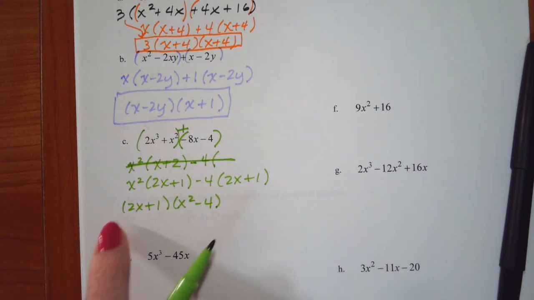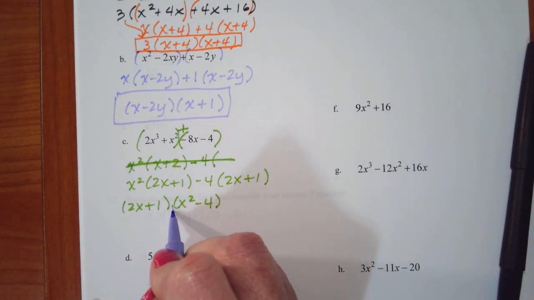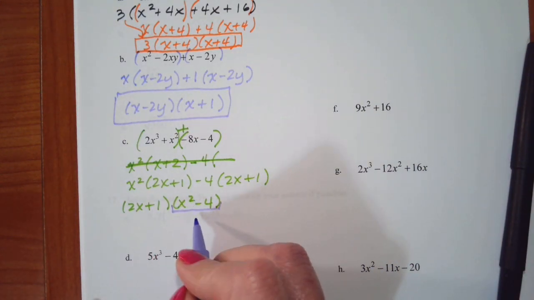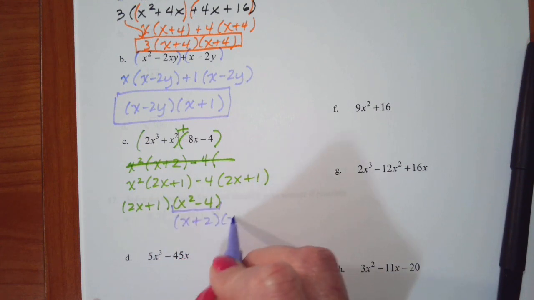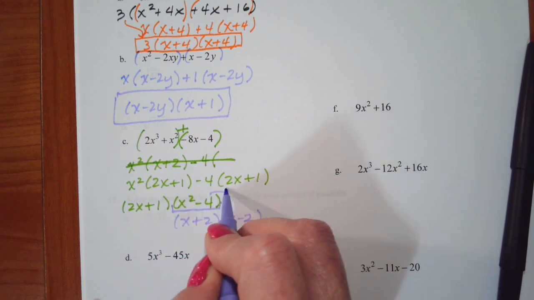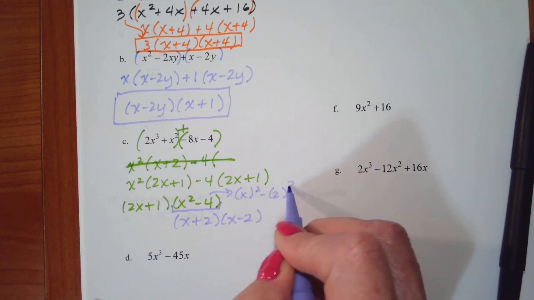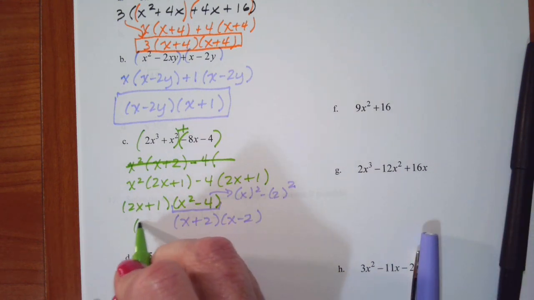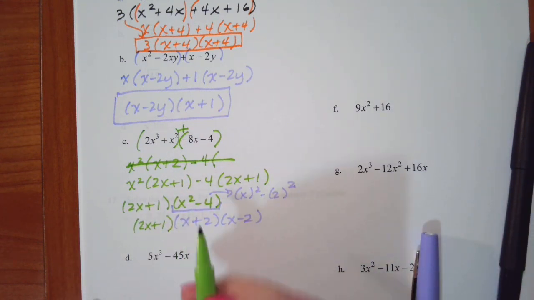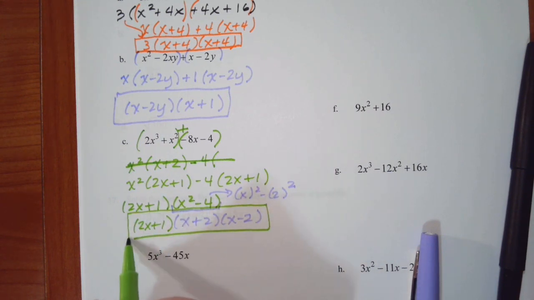Now it says factored completely. I've done everything correct, but I haven't finished. This is a difference of squares. This becomes x plus 2 times x minus 2 because it is x to the second minus 2 to the second. And then I have to include the 2x plus 1. So there's my final answer.